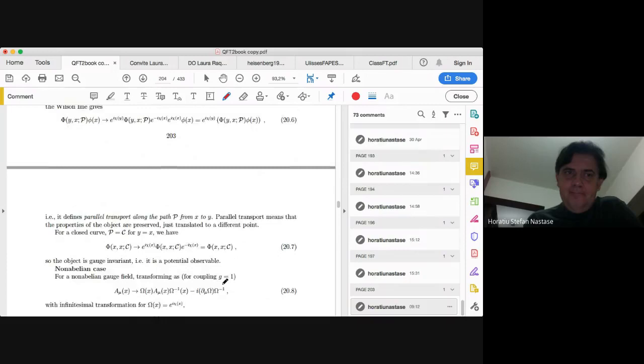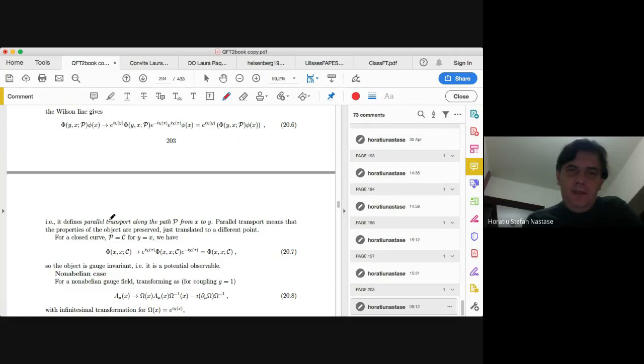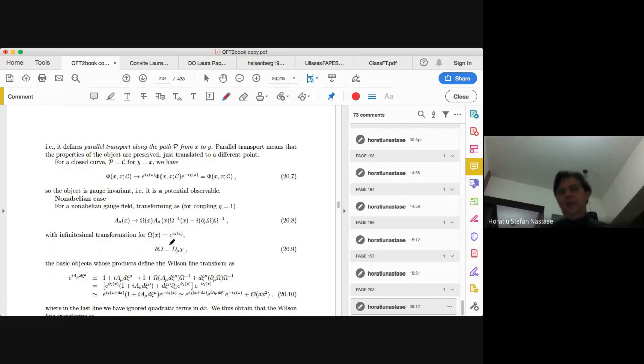So that's a way of saying that we have defined parallel transport along the path p from x to y. Parallel transport meaning that the properties of the object, in this case the complex scalar field, are preserved, but they're just translated to a different point. So initially we had phi of x, so the point was x, but now it's translated, by this gauge transformation, from x to y along the path. Okay, so that was the Wilson line. The Wilson line was useful because it defined parallel transport.